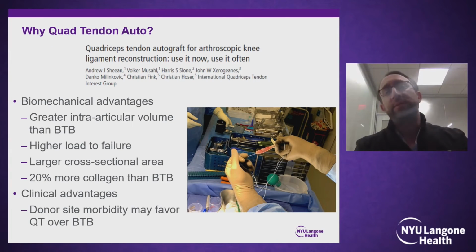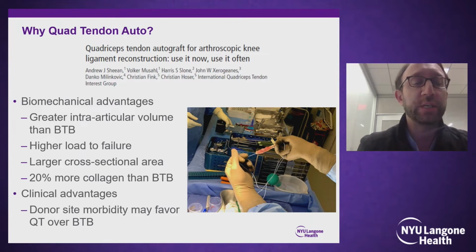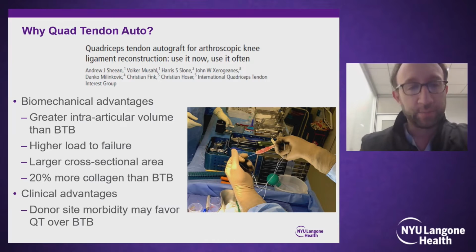So why quadriceps tendon autograft? There's lots of reasons. I guess the first one is going to be that in the appropriate setting, the quadriceps tendon could be an extremely strong, robust, useful technique to have in terms of either primary or revision ACL reconstructions. And we'll talk about some of the reasons why I use it in particular.